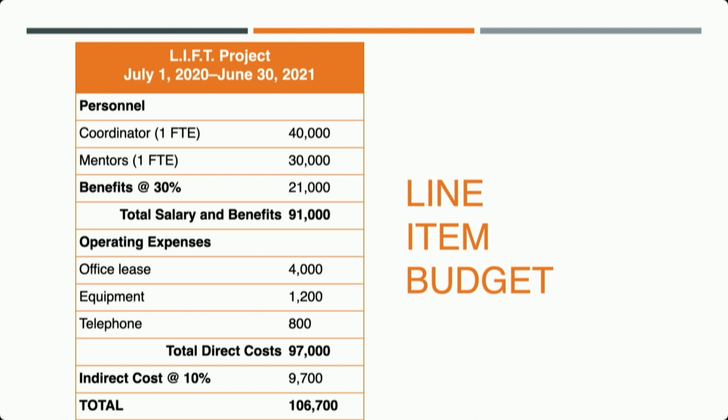Really just a line item. It doesn't say anything but where money comes from. It just says this is what this costs. There's a coordinator for 1 FTE, right? But we don't know if that's one person.